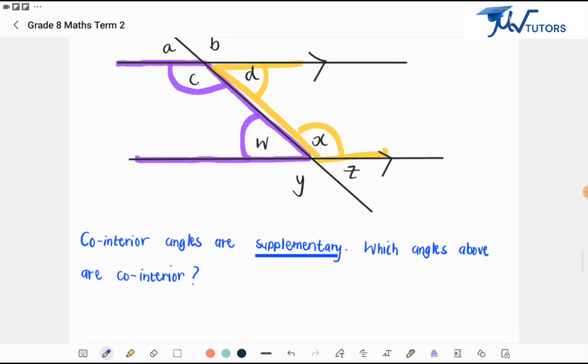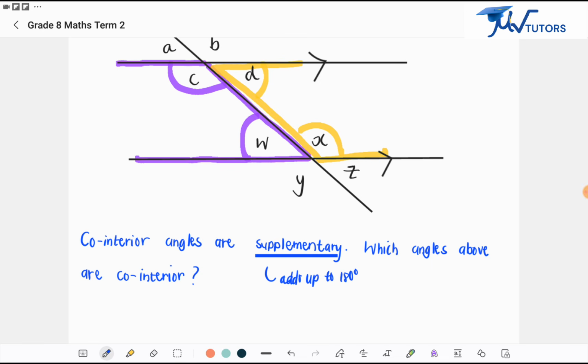Now it says co-interior angles are supplementary. Is it the first time you're hearing that word? Supplementary? So supplementary basically means it adds up to 180. I did mention it before when we started with straight lines. Yeah, if you heard it then you're like, oh, come on, I heard it before. It's not the first time I'm hearing this word. But yes, so supplementary means it adds up to 180 degrees. Okay, and as it adds up to 180 degrees, it means that C plus W is 180 degrees. Okay, that is what supplementary means.